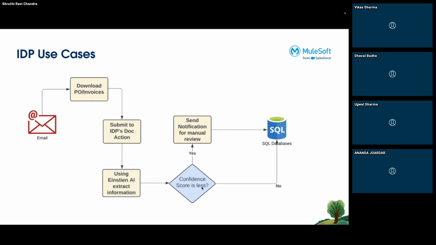If the confidence score is not satisfied, it will send out an email notification to the reviewers. We can have either one or a team of reviewers who can review our document, and once it is approved, it goes back to the database. So we can design it in such a way that our end-to-end process works seamlessly with the use of our MuleSoft flows and IDP.